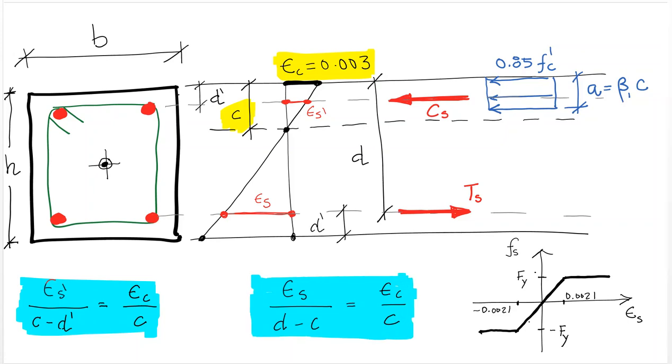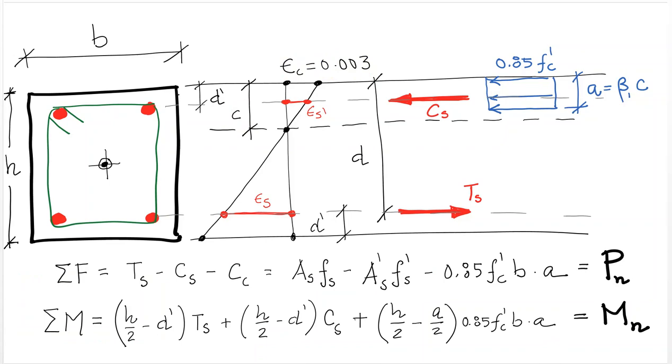This is assuming plane sections remain plane, which is an overall design assumption that we make for reinforced concrete elements. Once we have the strain in the steel and the strain in the concrete all as a function of c, we can go ahead and compute the forces in the section. The forces in the steel are given by the stress-strain relationship in the steel, which I'm showing here in the bottom right. The steel behaves linearly until it reaches the yield strain of 0.0021, and then after that it plateaus at the yielding stress.